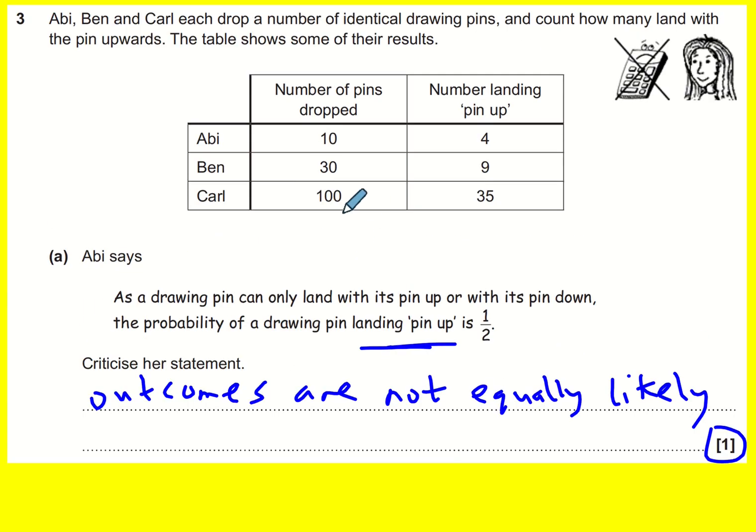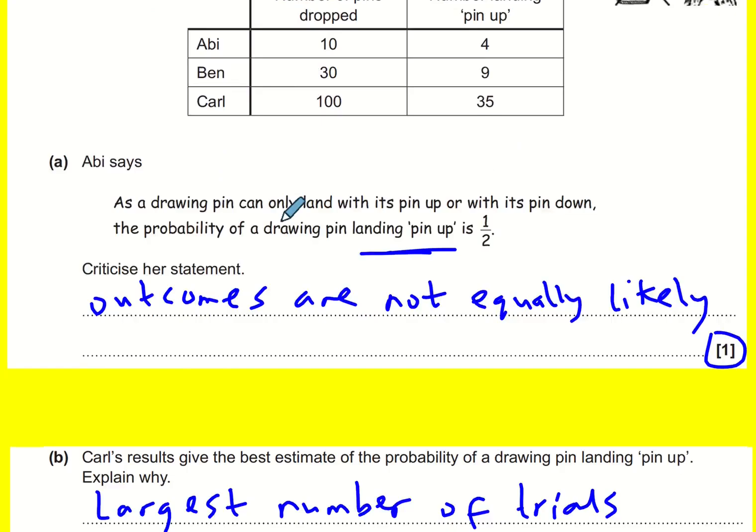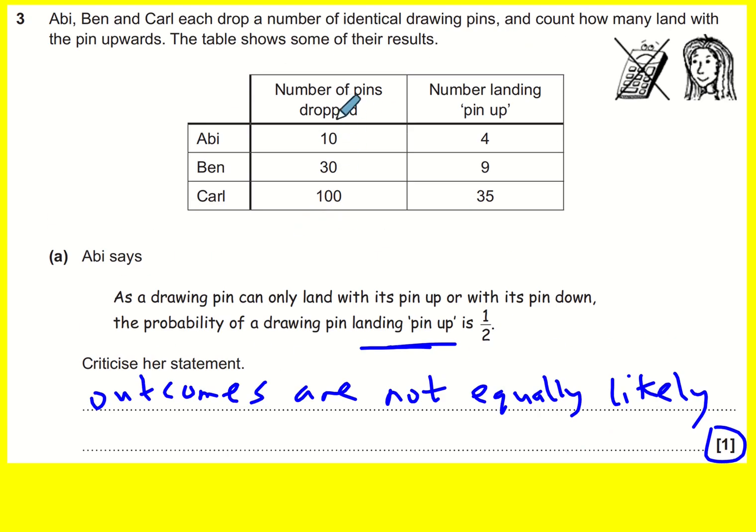What are we going to use for that probability? Well, we've got 2 options. We don't really want to use Abby's estimate of 4/10. You might get away with it, to be fair, but we've already said Carl's is better, and I would say only doing it 10 times is not a great number of trials, and same for Ben really. So I think we should either look at Carl's 35 over 100, or we could even combine all the results, and that would be 48 over 150.